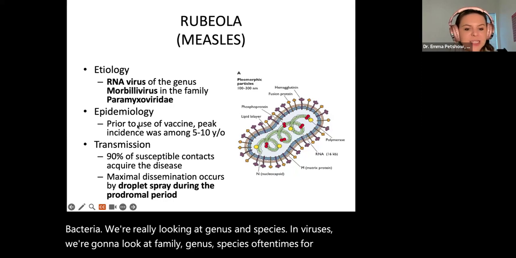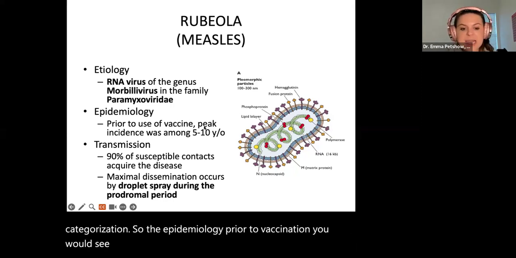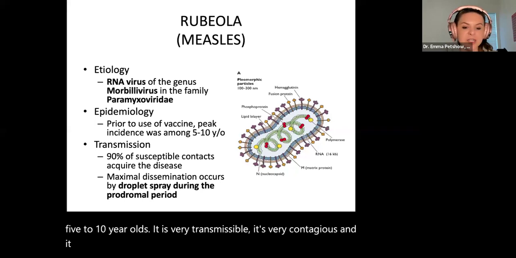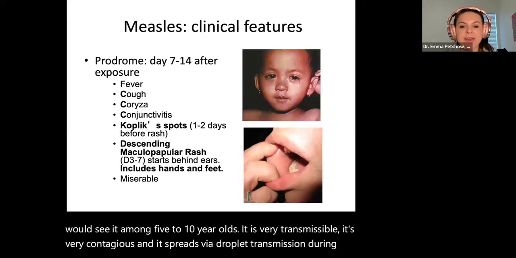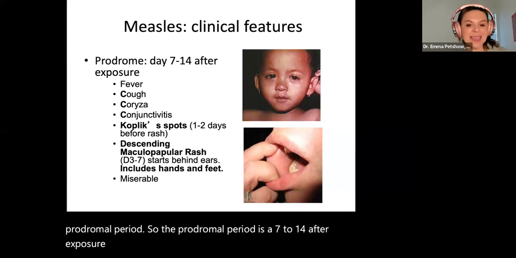So the epidemiology, prior to vaccination, you would see it among 5 to 10-year-olds. It is very transmissible, it's very contagious, and it spreads via droplet transmission during the prodromal period. So the prodromal period is day 7 to 14 after exposure, and you'll see the 3 C's: cough, coryza, and conjunctivitis.